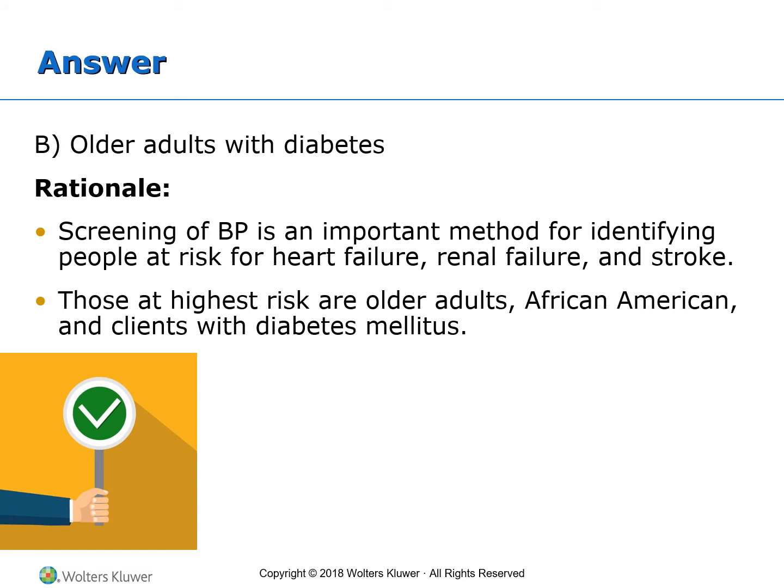The answer is older adults with diabetes, B. The rationale is that screening blood pressure is an important method for identifying people at risk for heart failure, renal failure, and stroke. Those at highest risk are older adults, African Americans, and clients with diabetes mellitus.